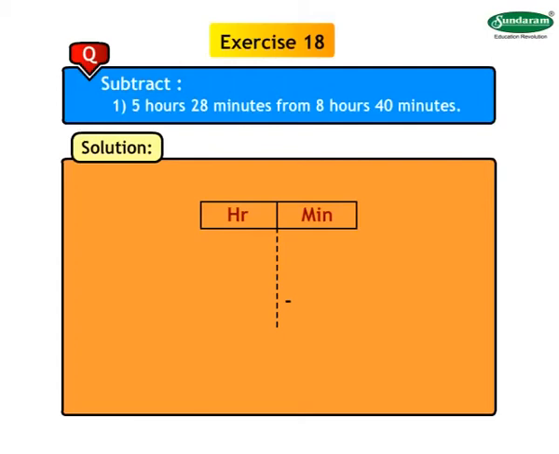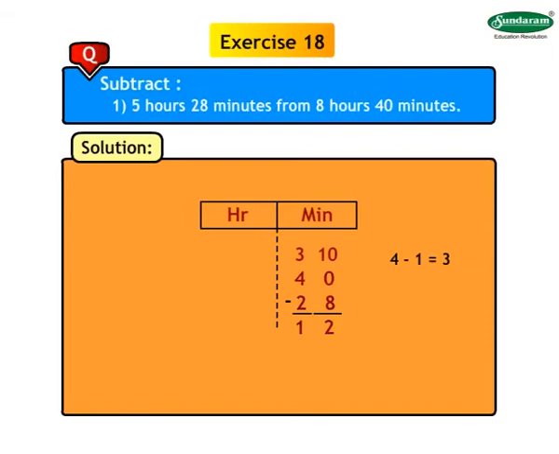Start subtraction from the minutes column. 8 cannot be subtracted from 0. So borrow 1 from tens place into units place. Thus, in units place we have 10 minus 8 is equal to 2. In tens place, 4 minus 1 is equal to 3 tenths and 3 minus 2 is equal to 1. Therefore, we now have 40 minutes minus 28 minutes is equal to 12 minutes.